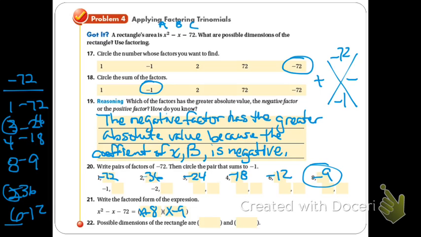Oh, they say something about a rectangle. Okay, so we're applying this. It says the rectangle area is this. What are the possible dimensions of the rectangle? Well, the word area means multiplication. What two numbers can you multiply together to get that area? Our length times our width must be our expression. So our two dimensions of the rectangle, our length or our width, could be x plus 8, where our other dimension is x minus 9.